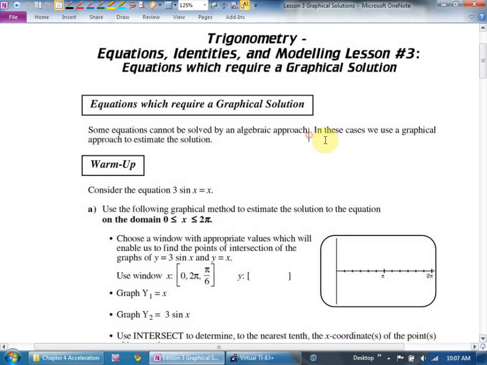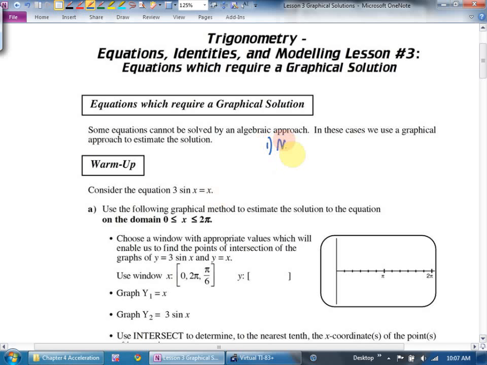And it says this. Some equations cannot be solved by an algebraic approach. In these cases, we use a graphical approach to estimate the solution. Now, here's how you're going to know this, first of all in real math life, and then for the test. In real math life, you'll have an equation that has some trig and some non-trig x's, or several different trig functions, and you can't do anything with them. That's how you know in real life. On the test, here's how you'll know this.